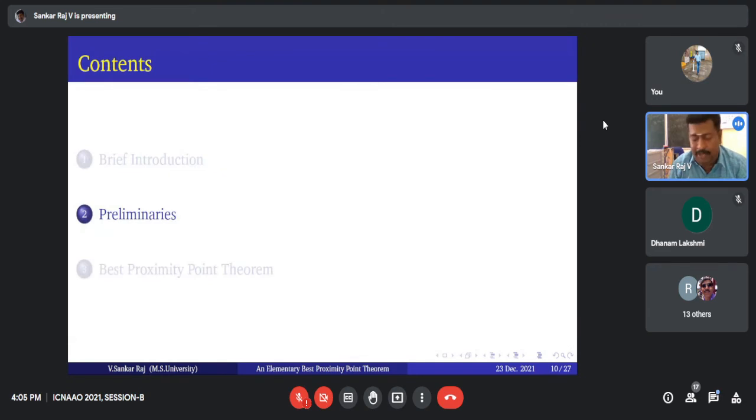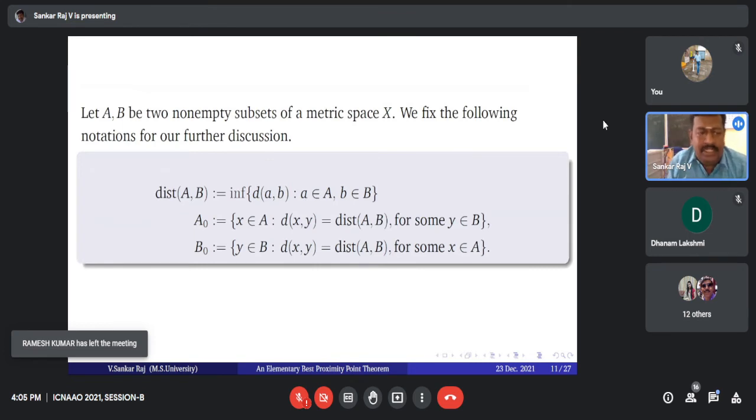Okay, so this is one more idea. Now we will go to the preliminaries: what are the things we need to prove this theorem? These are some notations. The distance between A and B I have already discussed. A naught and B naught are defined as follows. Suppose you consider two squares, A and B. The corner elements, that is, the elements of A which attain the distance between A and B, are called A naught. The elements in B which attain the distance between A and B for some x in A are called B naught. So these are A naught and B naught.